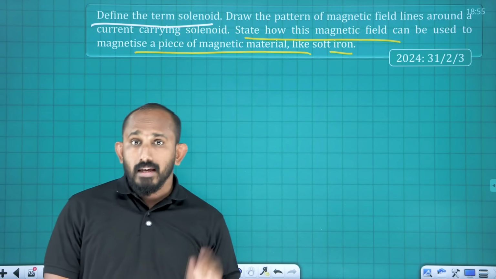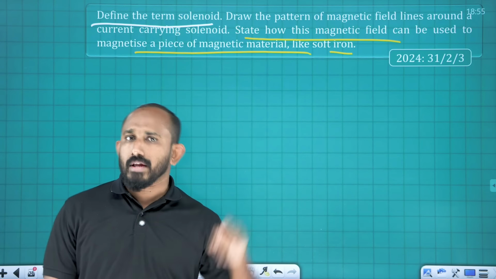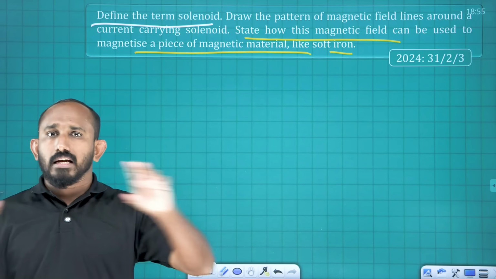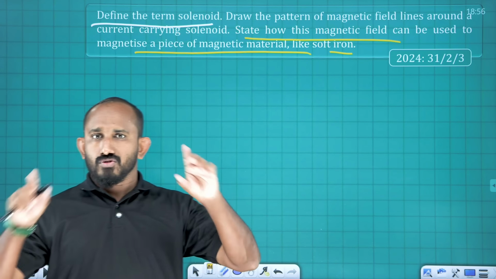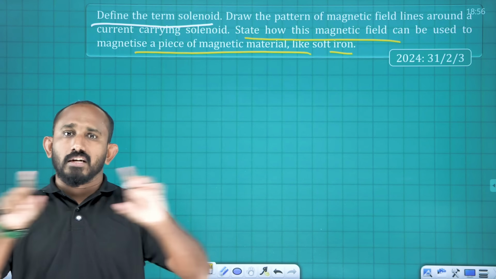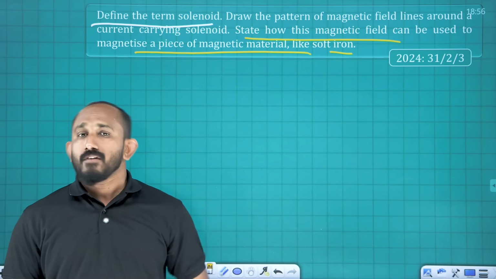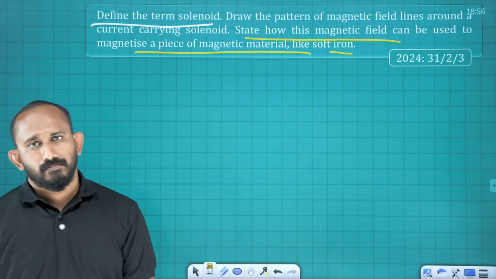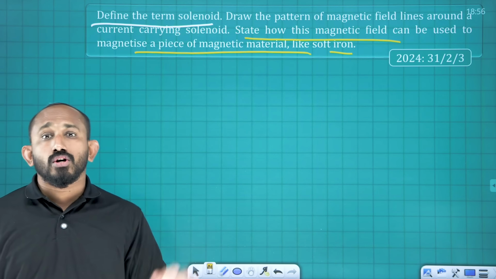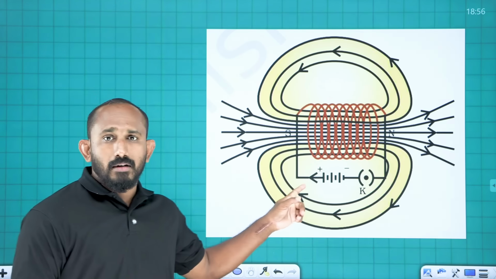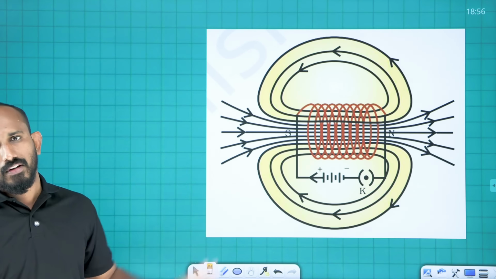A solenoid is an insulated copper wire, or a conducting wire, wound in the form of a cylindrical coil. When current passes through it, it produces a uniform magnetic field inside it. Then you have to draw the pattern. All of you remember the solenoid figure in this chapter; refer to the textbook figure.